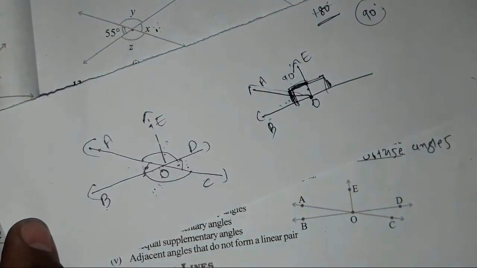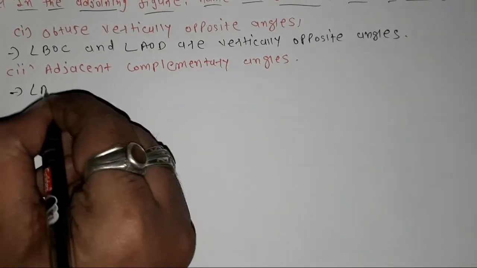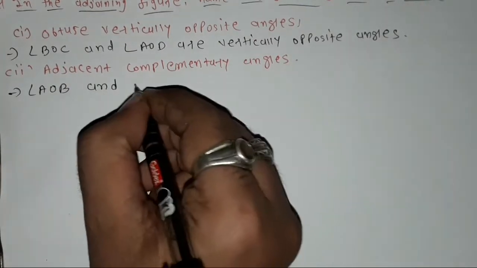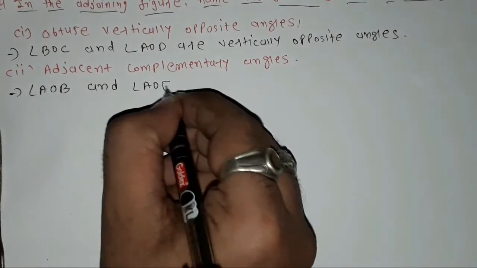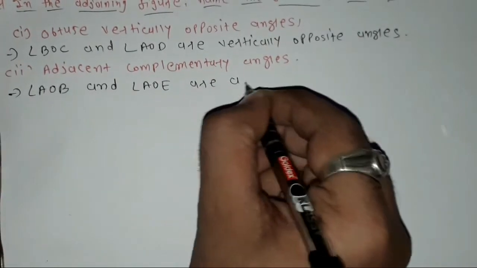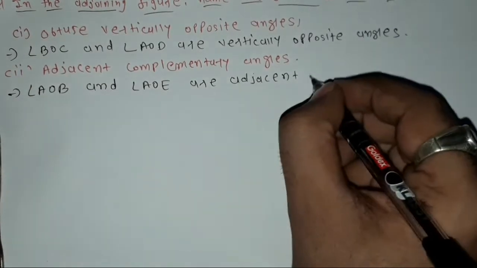So here we can write angle AOB and angle AOE. You can also write angle BOA. They are adjacent complementary angles.